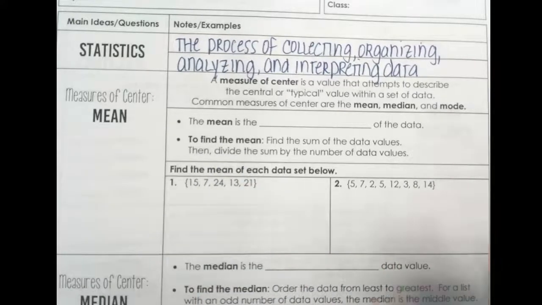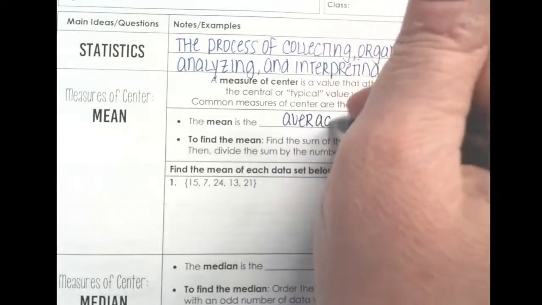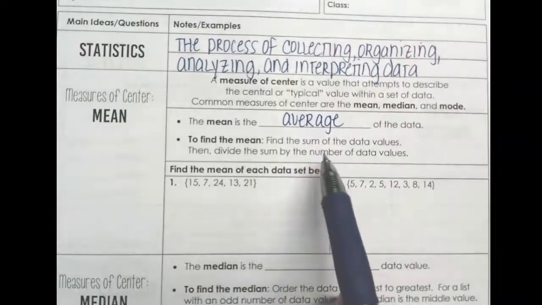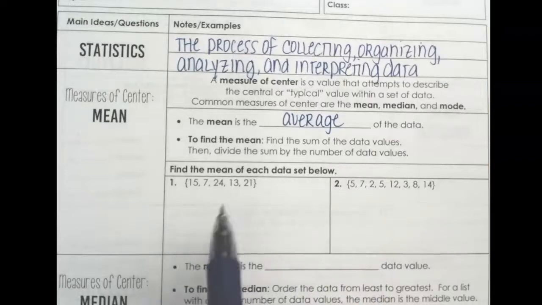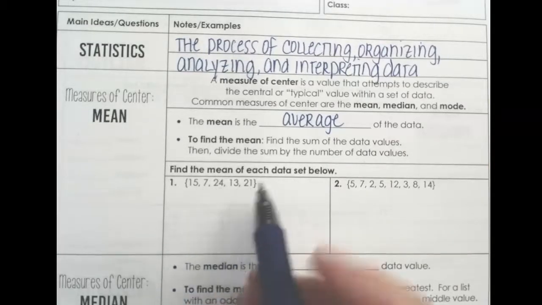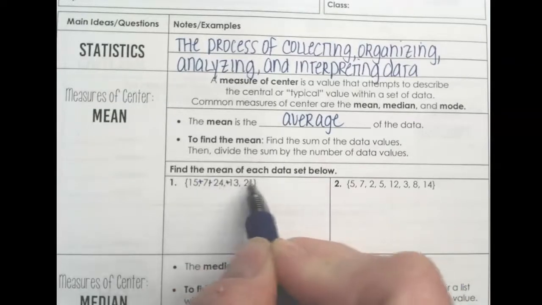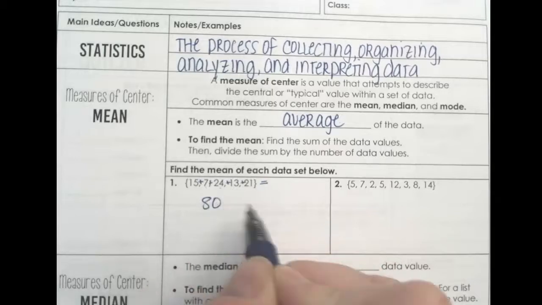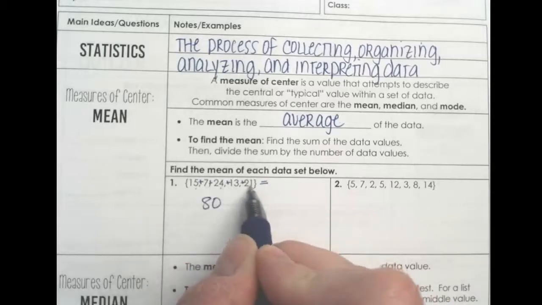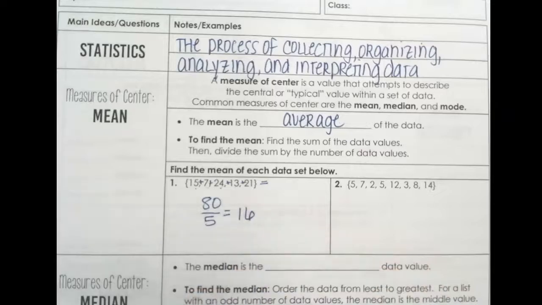A mean is an average. To find the average, you're going to add up all the data values and then divide by the total number. So if I add up 15, 7, 24, 13, and 21, we're going to add all these together, and you would get 80, and there's 1, 2, 3, 4, 5 values, so the average number is 16.